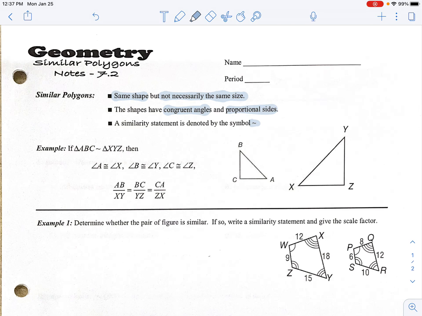All right, in a similarity statement, we use a little squiggle that we call a tilde to signify it. So here's an example. If triangle ABC is similar to triangle XYZ, then, so we have our picture here, we know that angle A and angle X are going to be the exact same measurement. Angle B and angle Y should be the same. And angle C and angle Z should be the same.